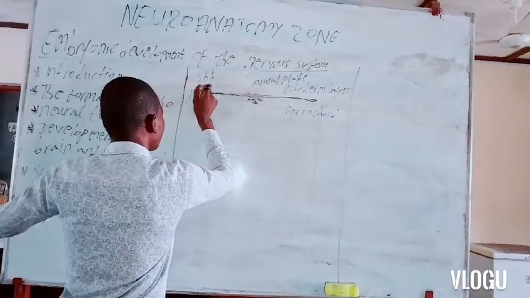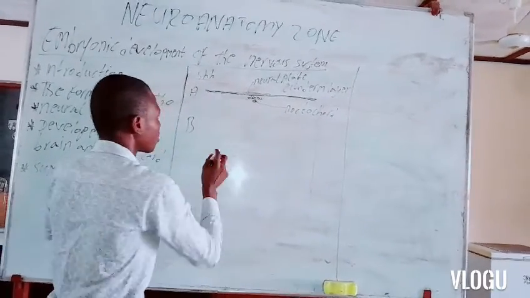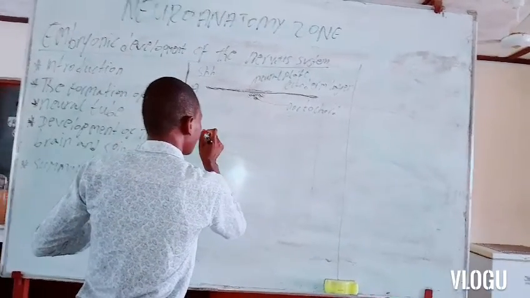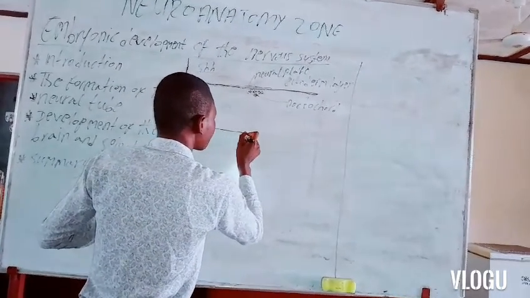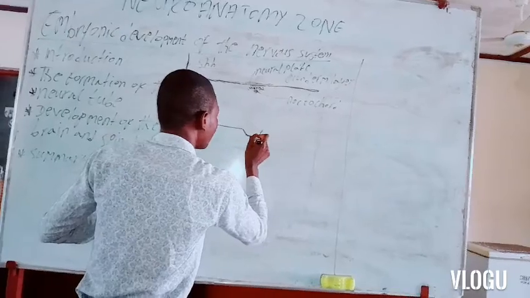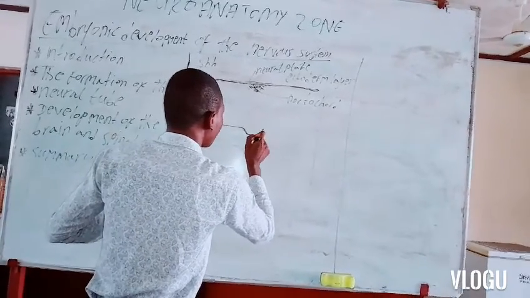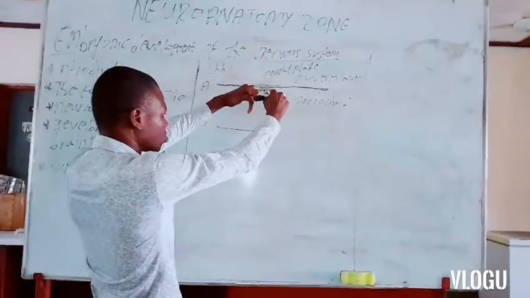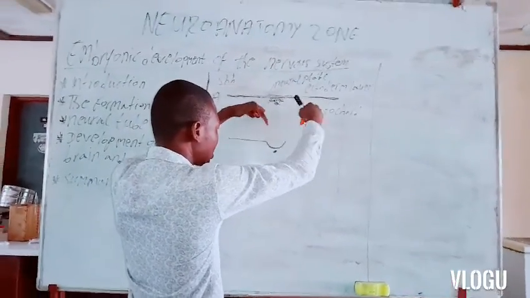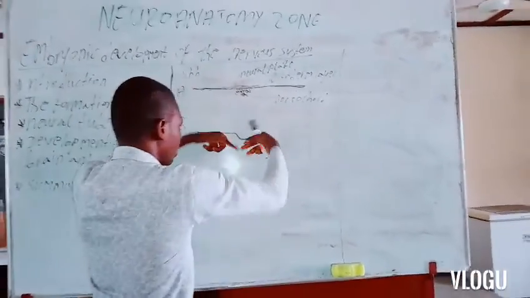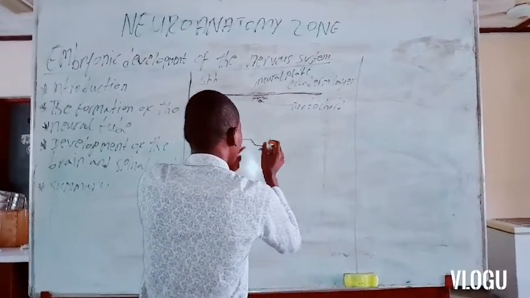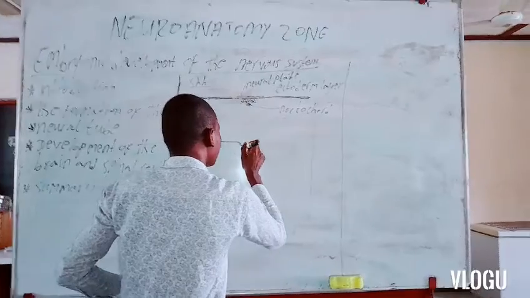Next, after the formation of the neural plate, with the subsequent release of SHH proteins from the notochord, the newly formed neural plate will start involuting inward. It will start invaginating inward. As it continues invaginating inward, it forms the structure known as the neural groove.